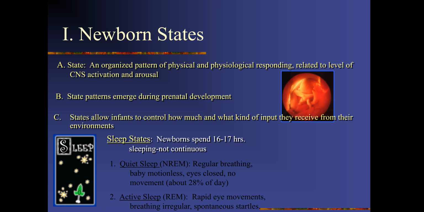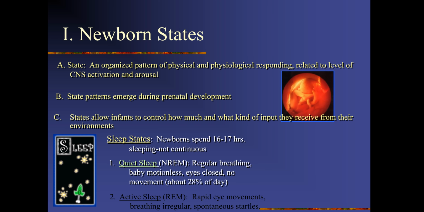So there's two different types of sleep states that we're going to talk about. The first is quiet sleep or non-REM sleep. This is non-dreaming sleep. This is where an infant's behavior is pretty motionless. They have regular breathing. Their eyes are closed tightly and consistently, and there's little to no movement during this type of sleep.